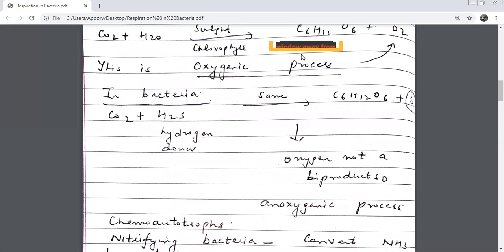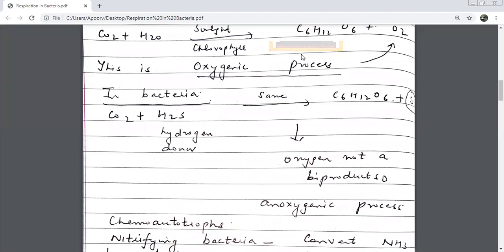H2S. Yes, H2S. What is the name? Hydrogen sulfide. Sulfide, not sulfate. Sulfate is always SO4. So this is sulfide, hydrogen sulfide. There we have water, here we have hydrogen sulfide.